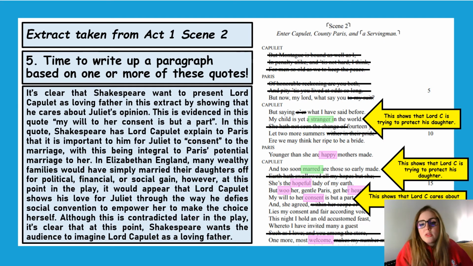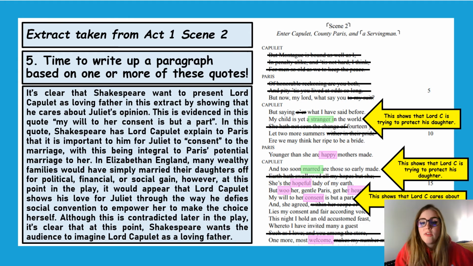In this quote, Shakespeare has Lord Capulet explain to Paris that it is important to him for Juliet to consent to the marriage, with this being integral to Paris's potential marriage to her. In Elizabethan England, many wealthy families would have simply married their daughters off for financial, political and social gain. However, at this point in the play, it would appear that Lord Capulet shows his love for Juliet through the way he defies social convention to empower her to make the choice herself. Quite a long sentence. Although this is contradicted later in the play, it's clear that at this point, Shakespeare wants the audience to imagine Lord Capulet as a loving father.